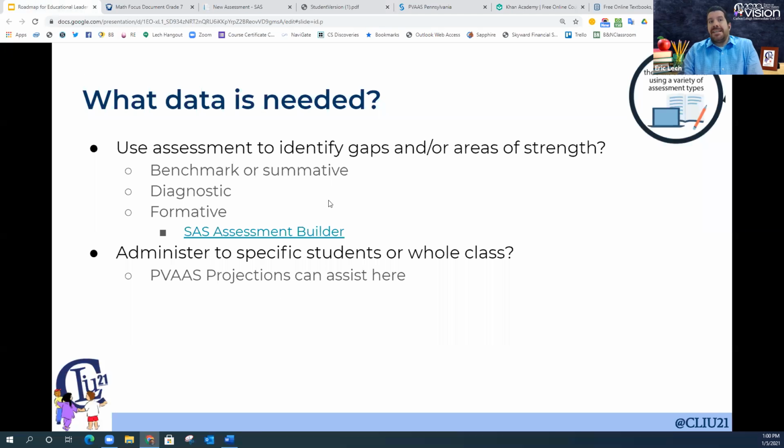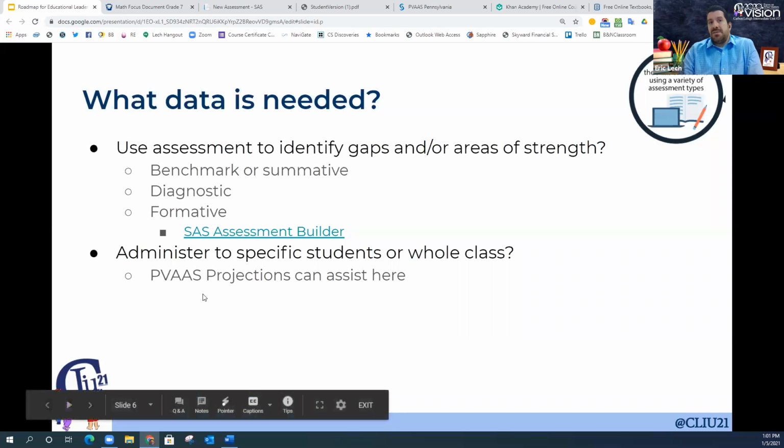So by using a pretest like this, I can determine what areas of need my students might have. Are they ready to jump into grade level content? Or might they have some gaps that we need to remediate before we move forward? Now, with a quiz like this, with a little pretest, we can determine, do we want to give this to the whole class, or do we maybe only want to give it to specific students, those that maybe, if I use my PVOS projections, maybe those that aren't projected to end up on proficiency or advanced would be a good way to select specific students if I want to do it that way.